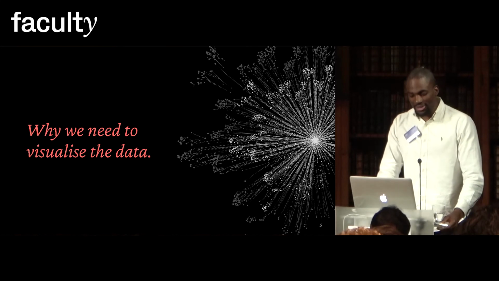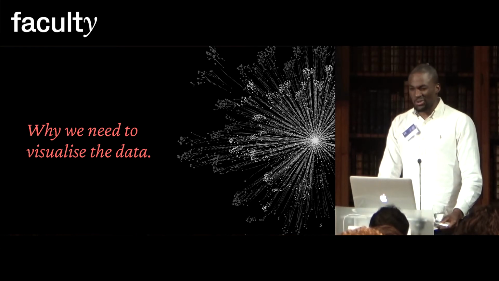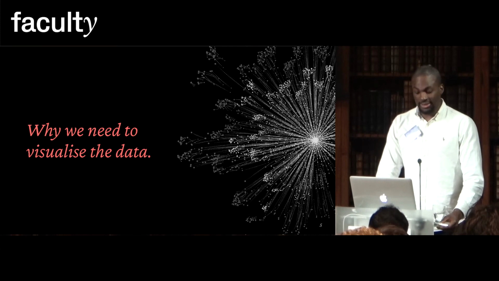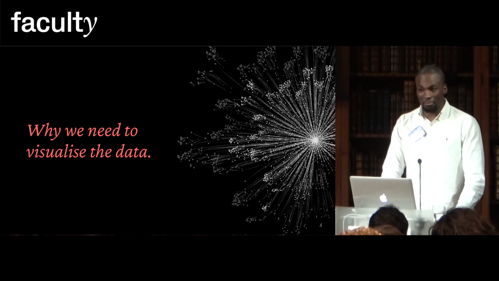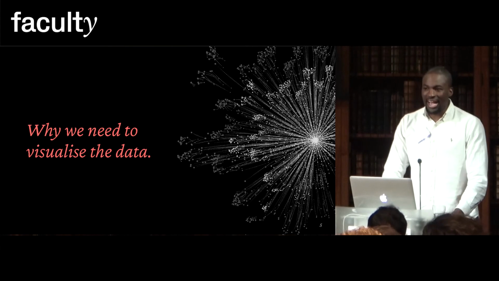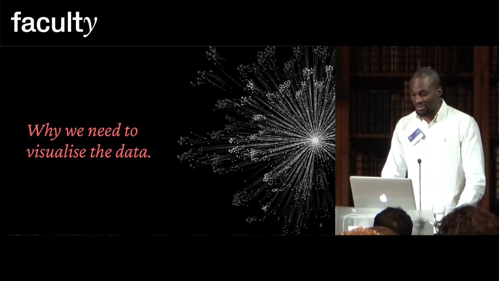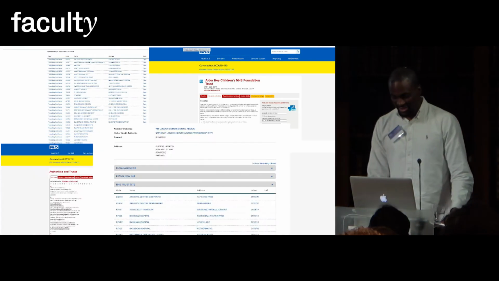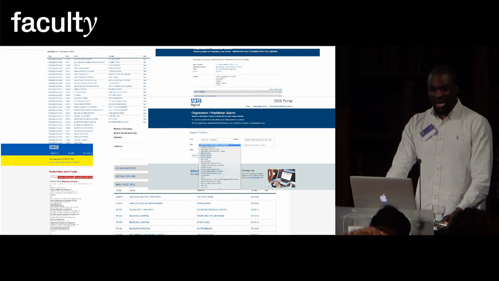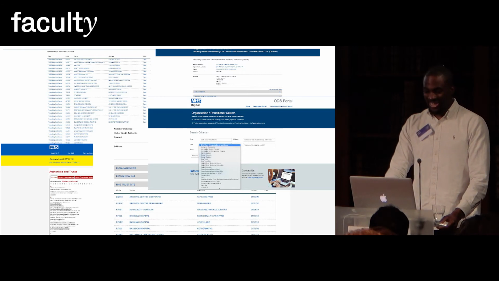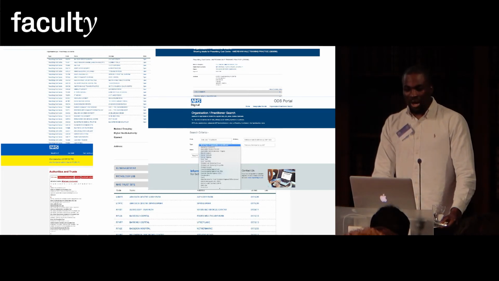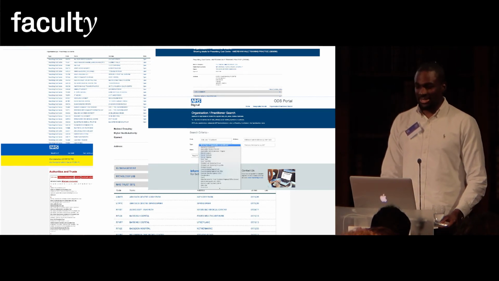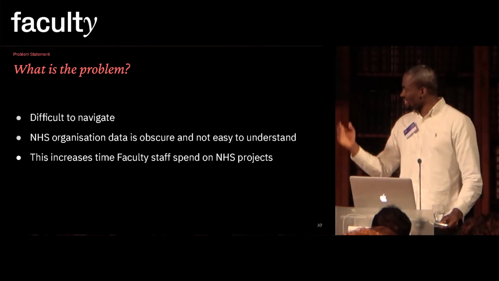So our question is, why do we need to visualize this data? Essentially, the data for all these organizations lives somewhere online in different places. If you wanted to look at it yourself, I can show you an example. It looks something like this, and this, and this, and this. So I think for either a data scientist or just someone who wants to study the NHS in depth, it is quite a task to go through all of this information to understand the NHS. So that's the problem.